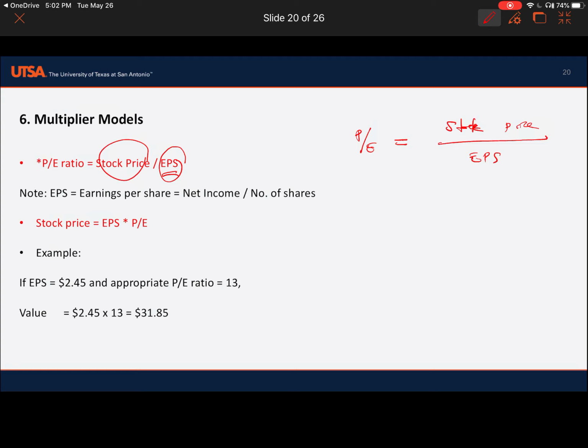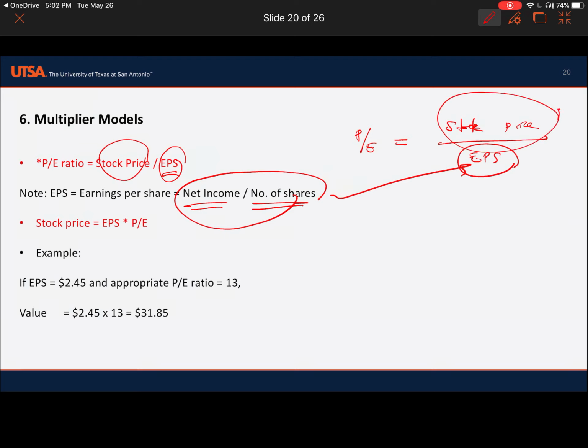We have net income from the income statement, and we already know the number of shares, and we easily find the earnings per share. We don't know the stock price, and we can estimate or find the PE ratio. How can we find the PE ratio? You can do it in different ways.